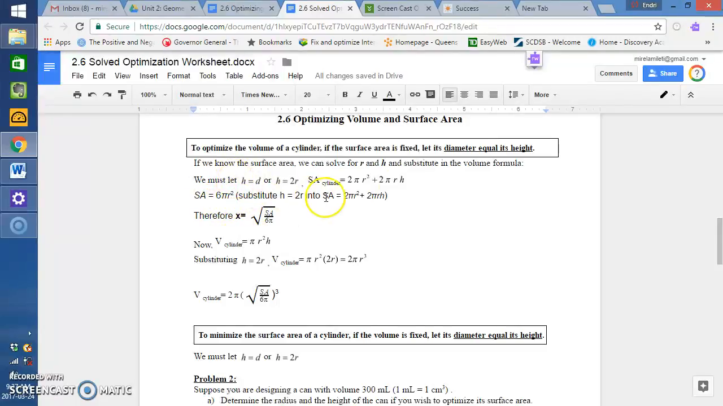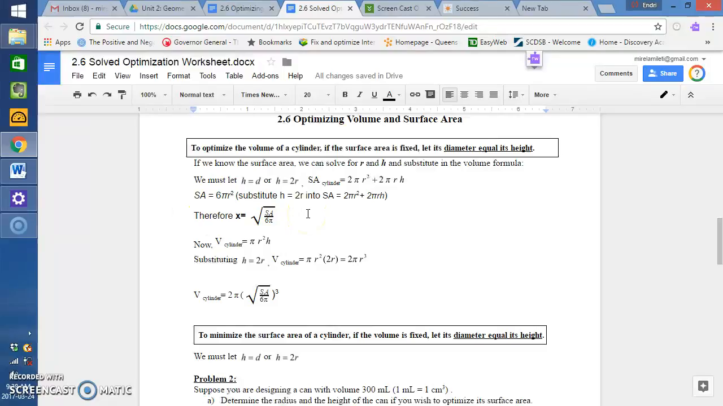We get that by substituting 2r instead of h, and you're going to have 2 pi r squared plus 2 pi r multiplied by 2r, which gives the second term, which will end up as 4 pi r squared. Adding these two like terms, we're going to have surface area equals 6 pi r squared. From here, we're going to isolate r, as we've seen before. Divide both sides by 6 pi, and then take the square root of both sides.